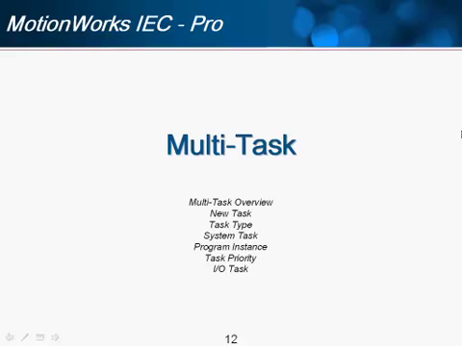Multitasking is one of the major functional advantages that MotionWorks IEC Pro has over MotionWorks IEC Express. And so in this segment, we'll start with a short overview, and then we'll show how to create a new task, what the different task types are, and when to use them. We'll give an example of a system task and also a high-speed scan task. We'll cover the concept of a program instance and task priority, as well as I/O task. And I'll be using examples and demonstrations for all of this.